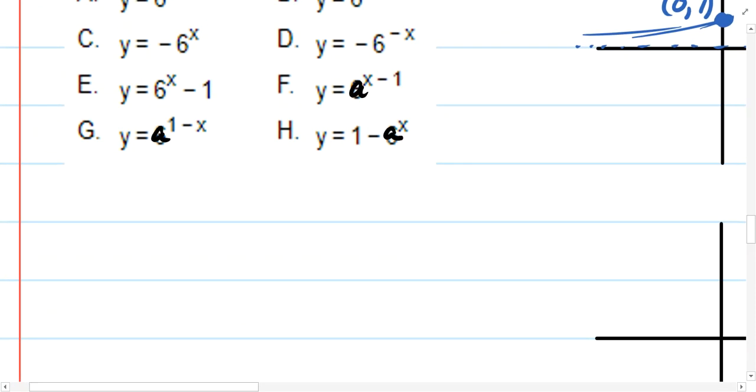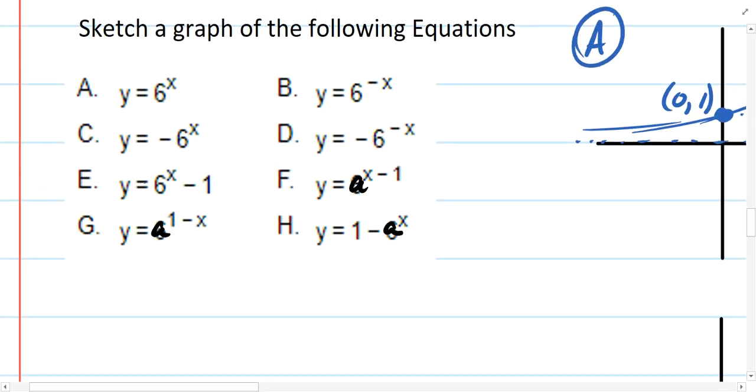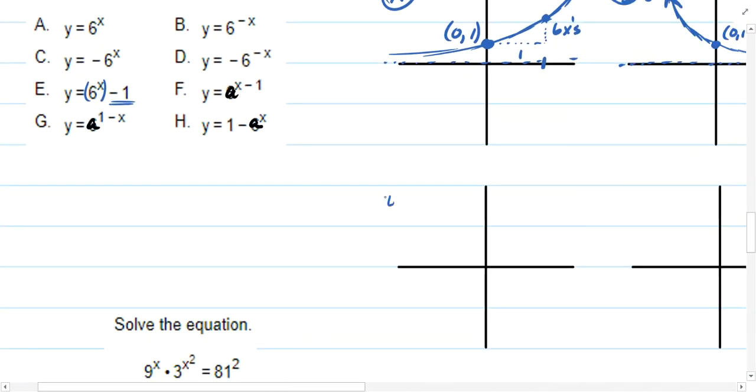With part E, this equation is very similar to part A. We have 6 to the x power, only this time we do have an offset for the b value. So if we've got y equals 6 to the x power, we know that this would be a function that races off towards infinity, that has a horizontal asymptote at y equals 0. But because of the negative 1, we're actually going to shift this down 1 unit.